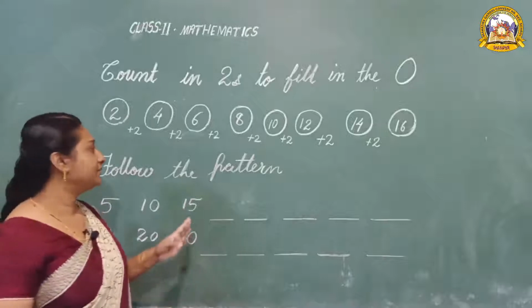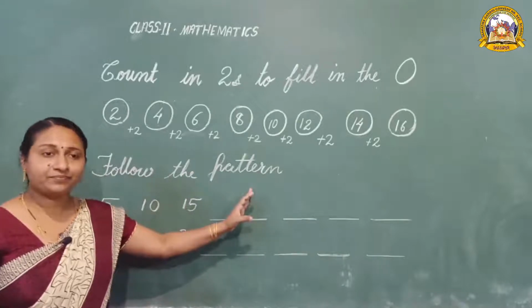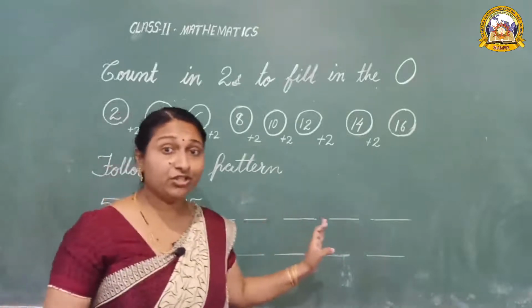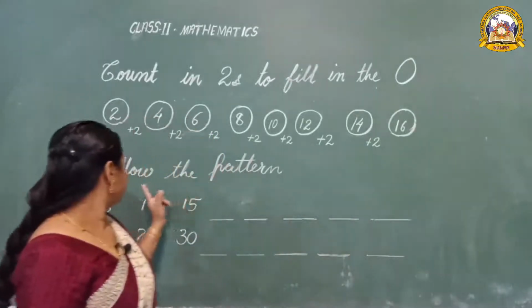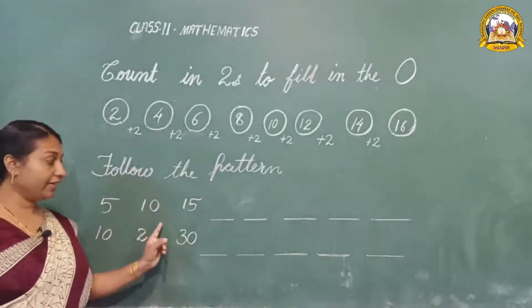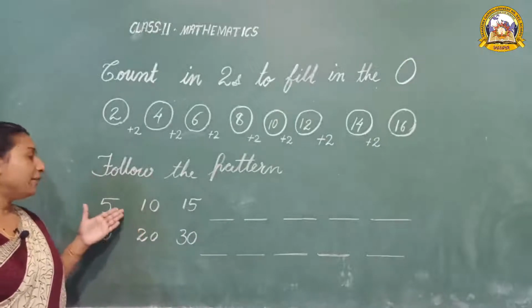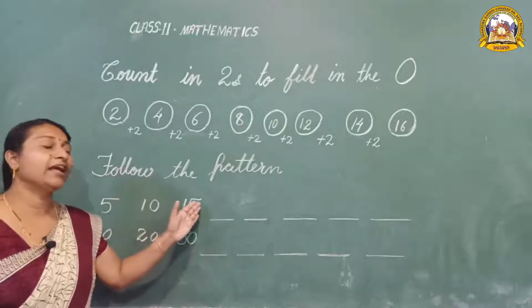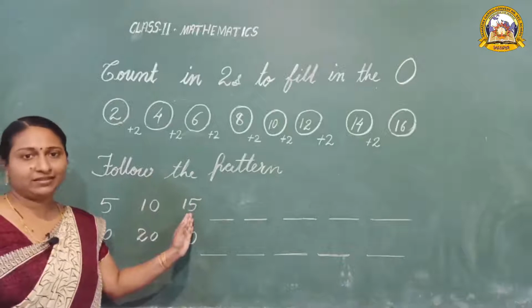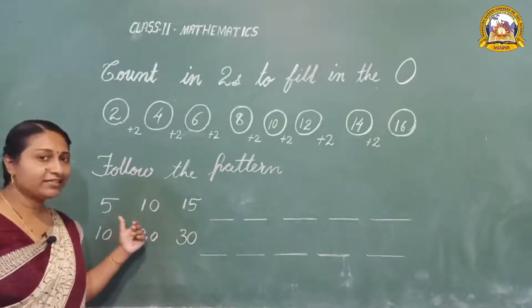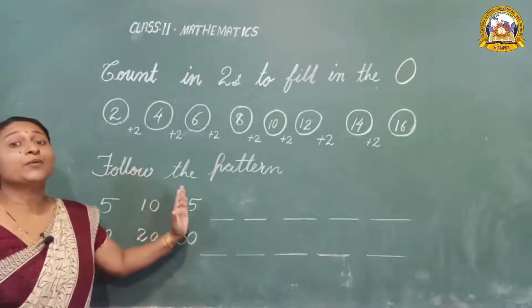Okay, only this much. Here the next exercise is to follow the pattern. Yes children, you have learned to continue the pattern. Here 5, 10, 15. How is its pattern? Yes. Plus 5, plus 5. Then again we have to add 5 to this number. Isn't it? Can you get it? How is its pattern? Yes, 5 plus 5 plus 5.